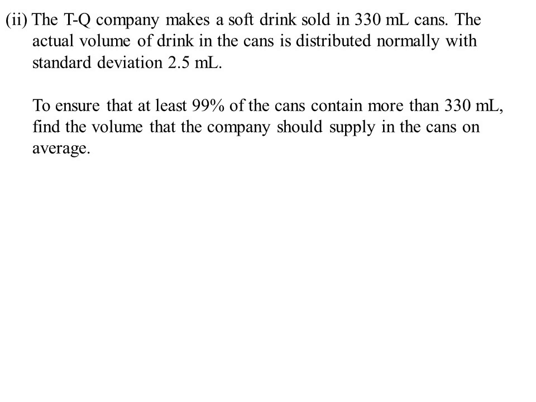The TQ company, what could that stand for? TQ, anyway. They make soft drinks sold in 330 milliliter cans. The actual volume of drink won't always be exactly 330 because you've just got a machine that's putting it in. They're pretty good, these machines, but they're not always going to get 330 mils each time. So they've found that it's distributed normally, they know that, and the deviation is 2.5 millilitres.